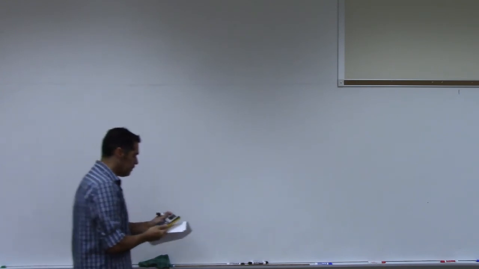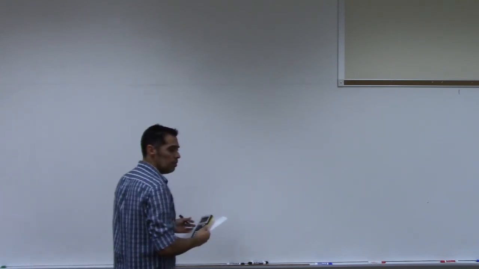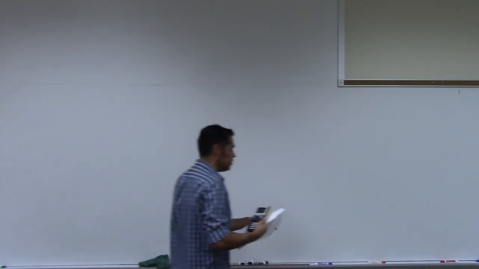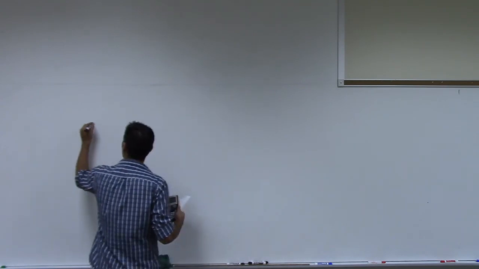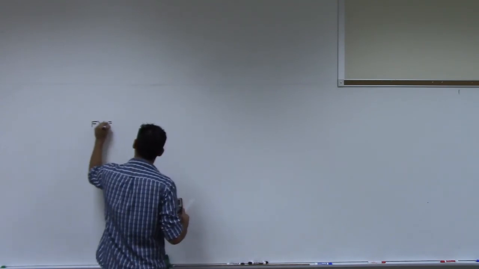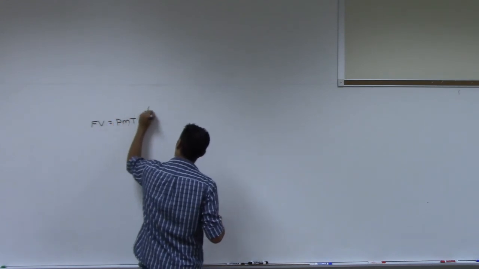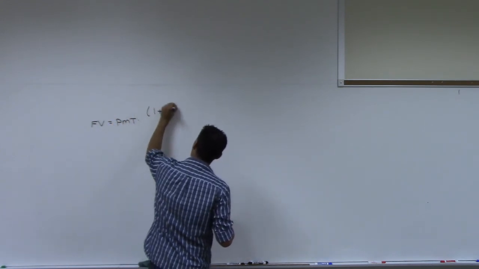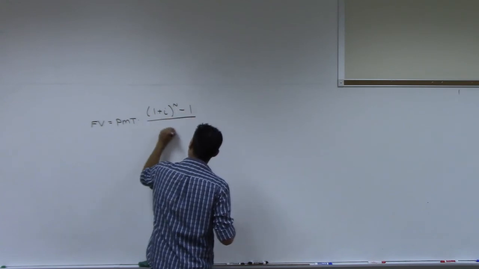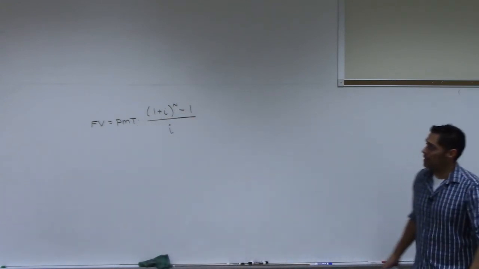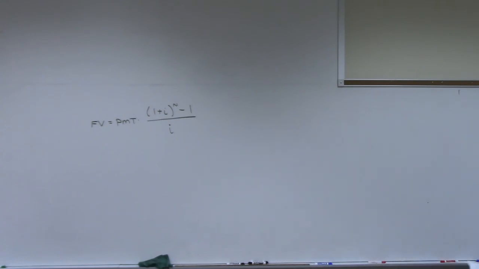The future value formula. You are allowed to have a cheat sheet on the test. You can have a little formula sheet, no worked out problems, so make sure you put all the formulas there. I would definitely put this one here: payment times 1 plus I to the n minus 1 over I. That's the formula we need for this one.